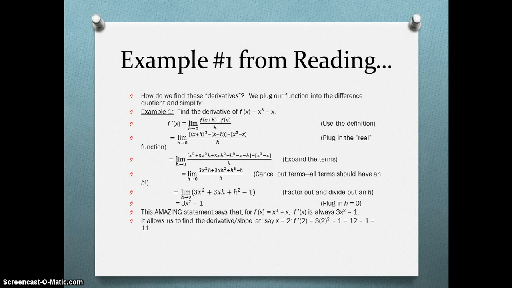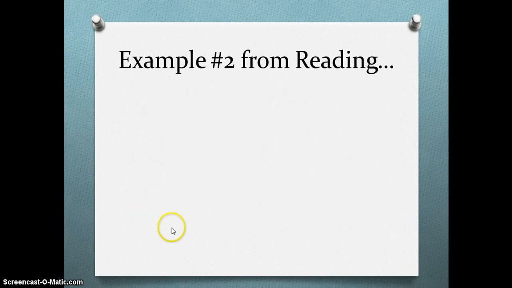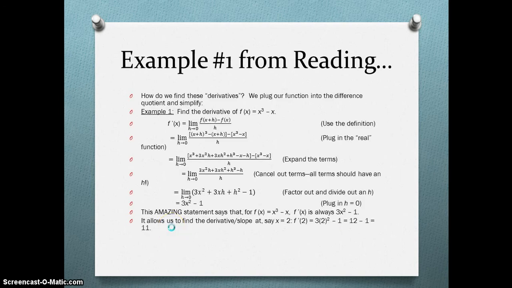This allows us to find the derivative of the slope at any x value. For example, at x is equal to 2. All we do is plug our 2 into our derivative equation. We get 3 times 2 squared minus 1, which is 11, which says our slope at x equal to 2 is 11.